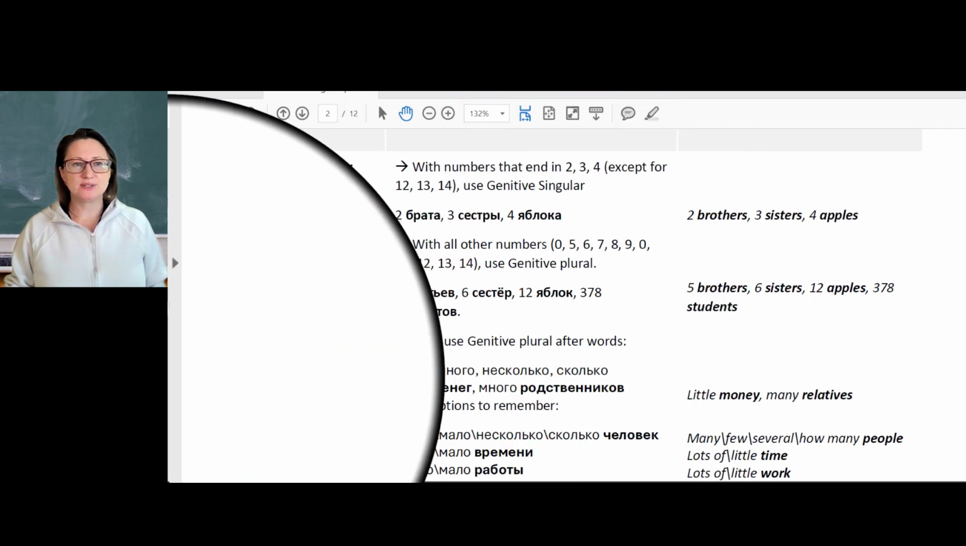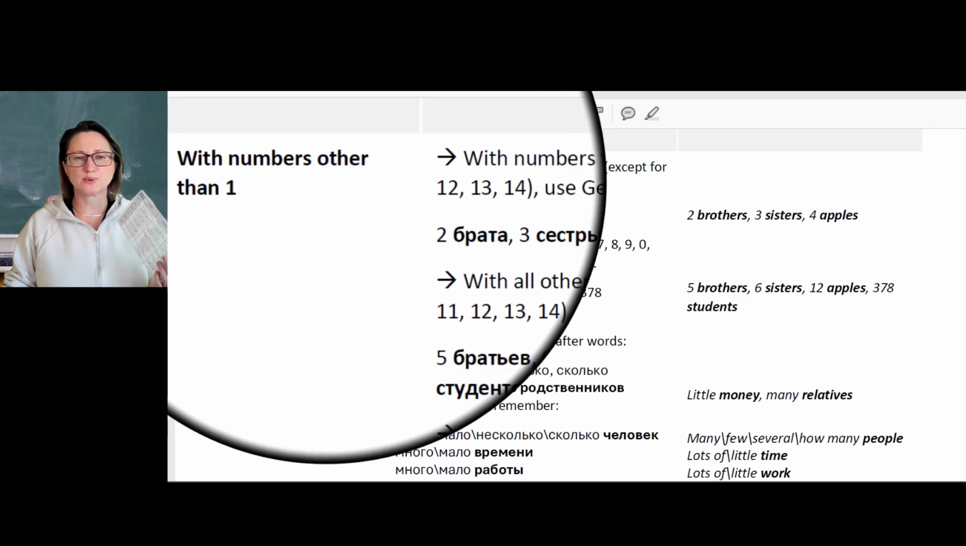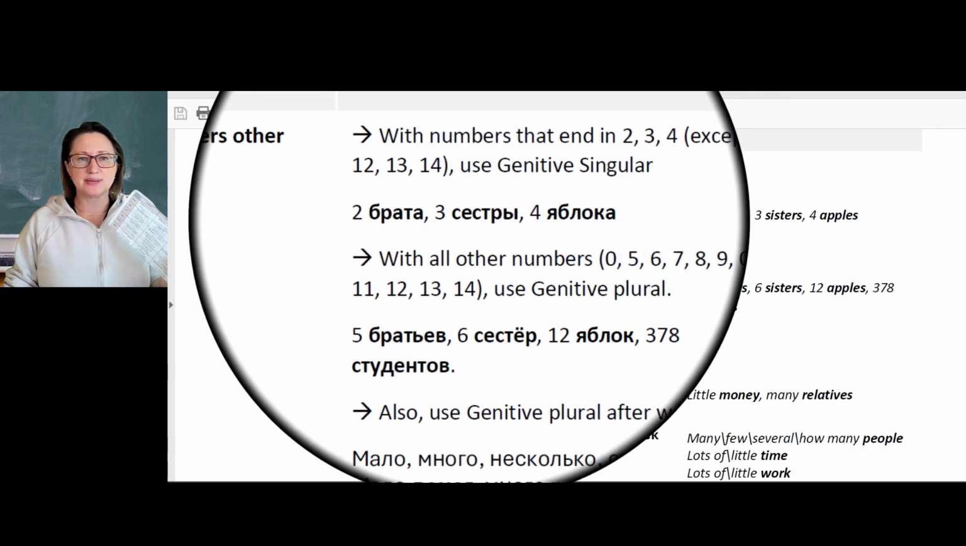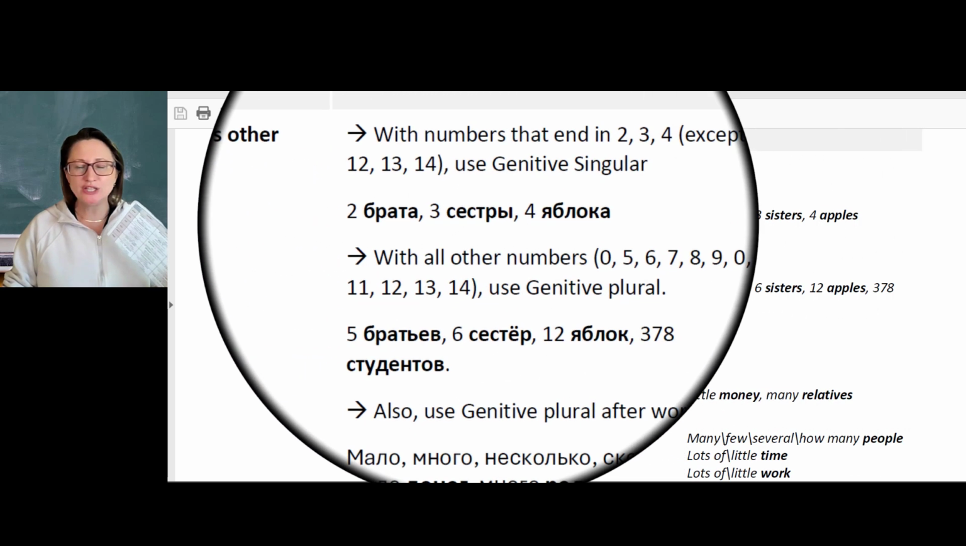Okay, our next context, you're already familiar with that, and that's with numbers other than 1. We had it all here, so I'm just giving you the same rule to remind you that for numbers that end in 2, 3, 4, except for 12, 13, 14, we use genitive singular. For example, два брата, три сестры, четыре яблока. In English, you do have plural form after numbers, 2 brothers, 3 sisters, 4 apples. While in Russian, we use a singular form of genitive, like 2 of the brother, 3 of the sister, 4 of the apple. That's how we say it.